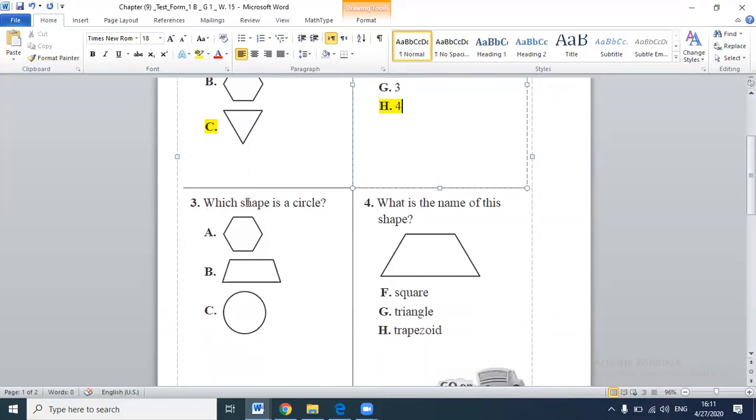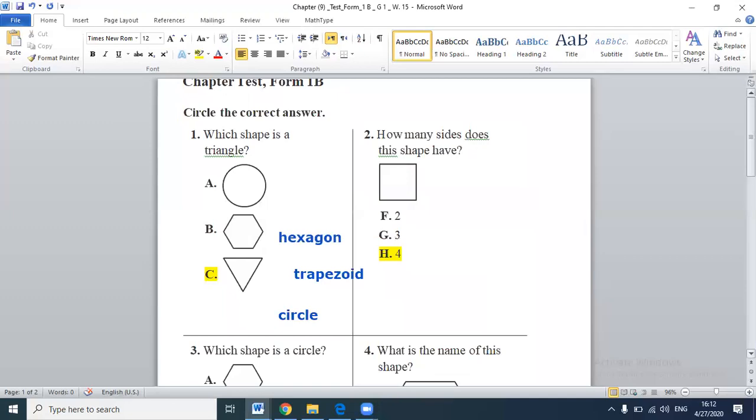The question is, which shape is a circle? Let me write. C. Yes, excellent. Okay, letter A, what is the shape of letter A? We answered it before. How many sides? Six sides, hexagon. And this has four sides, called a trapezoid. And the third one is called a circle. So the answer is C. Next one, number four.